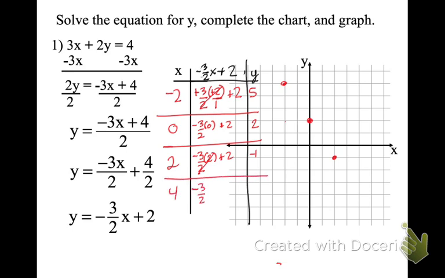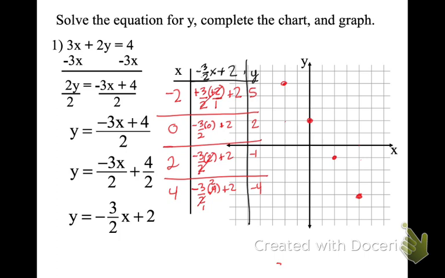Negative 3 over 2 times 4 plus 2. So this goes once, twice. Negative 6 plus 2. Negative 6 plus 2 is negative 4. So it's 1, 2, 3, 4 over and down 1, 2, 3, 4. How many points did I say you needed? 3. We could have stopped there.